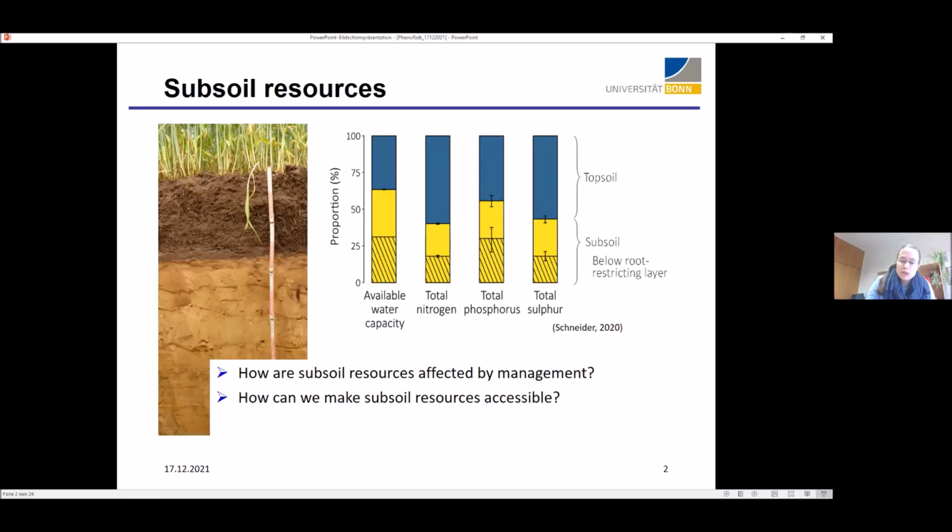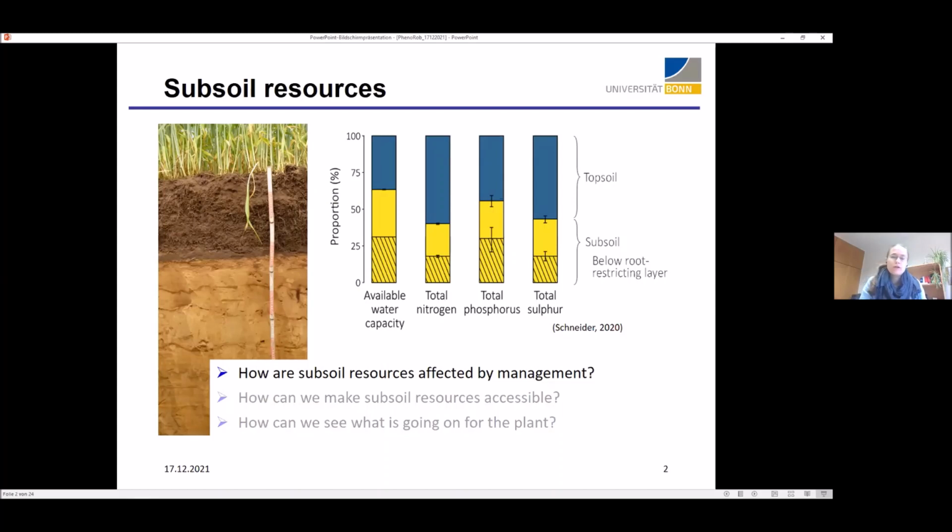And eventually, we will also need some kind of tool to actually see what is going on for the plants. The roots are usually considered the hidden half of the plant, and we somehow need to find out what is going on down there, especially in the subsoil, to see how successful we are with our management. For the purpose of my talk, I will be mostly focusing on the phosphorus, so on this part of the graph.